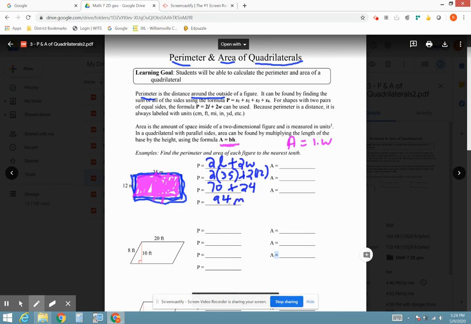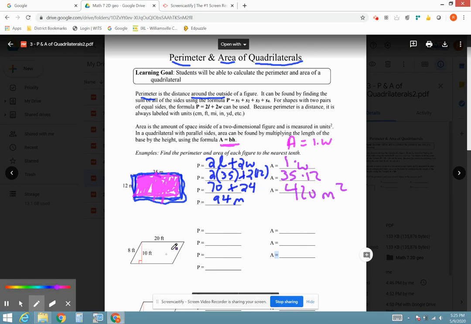Now, in area, since it is length times width, or base times height, however you want to say it, we do 35 times 12. And since that's meters times meters, we end up with the label that gets squared. So 35 times 12 is 420. So this would be 420 meters squared.